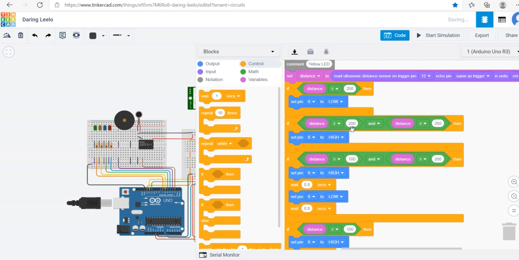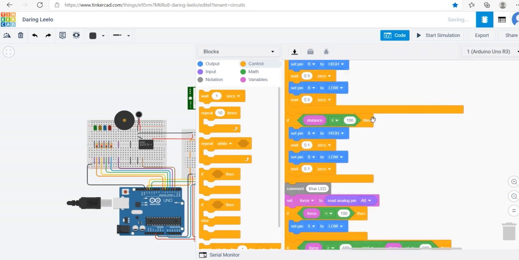But if the distance is between 200 to 250, pin number 6 is set to high, implying that the yellow LED will light up. That we also noticed in the simulation. If the distance is between 100 to 200, it will start to blink, and if we keep the distance less than 100, it will blink, but this time at a more rapid rate than the previous one because the wait time gap is reduced to 0.1.